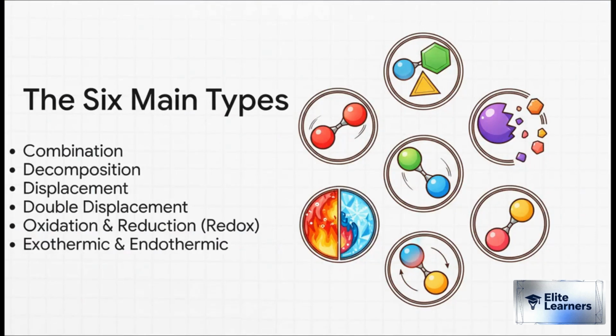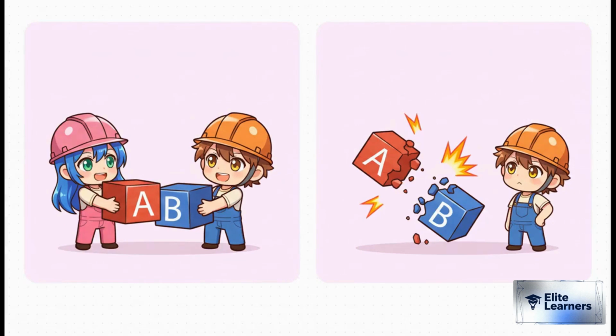We've got combination, decomposition, displacement, and double displacement. Then there's oxidation and reduction. We usually just call that redox. And finally, reactions that are all about energy, exothermic and endothermic. Let's start with 2 that are perfect opposites.